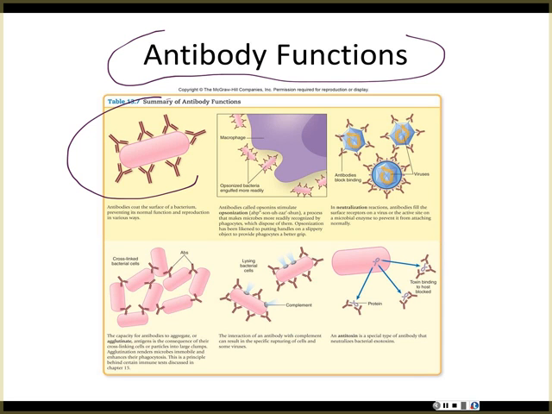So one thing they'll do is coat the surface, like you see here. That's called opsonization. If that's a bacterial cell and those antibodies attach to a particular antigen, a typical bacterial cell is going to have lots of copies of that molecule on its surface. So you can have multiple antibodies that attach to the same bacterium, the same virus, whatever it is.